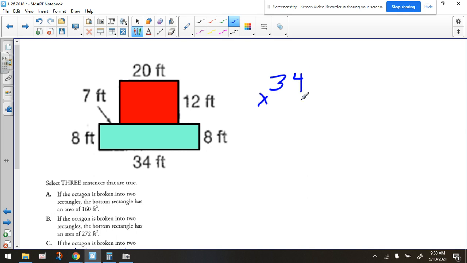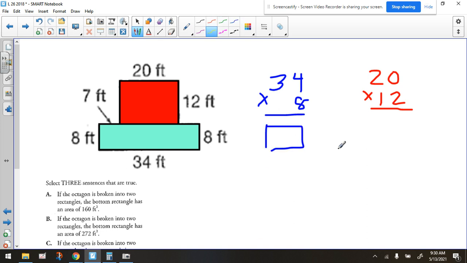And for the red rectangle, you have to multiply the two numbers that are perpendicular to each other, which in this case would be the 20 and the 12. All right, so once you have those two areas, you're going to take whatever you get for this, and add it to whatever you get for this, and that will be the area of the entire figure.